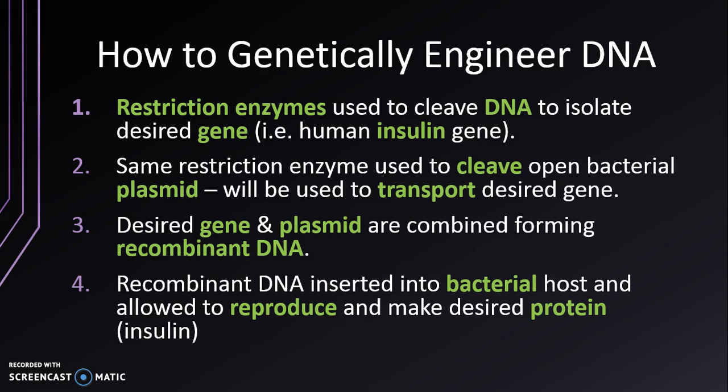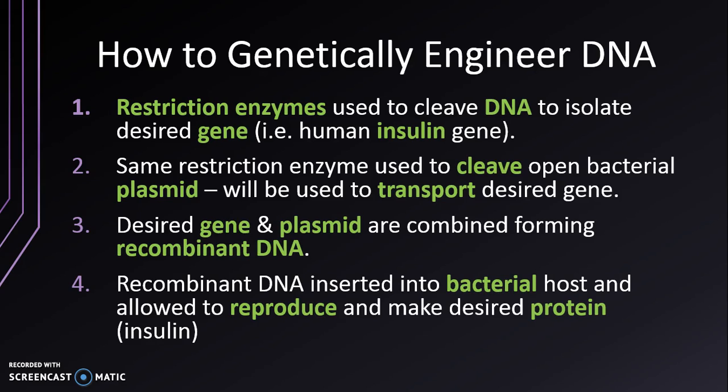Now we're going to take the same restriction enzyme and this time apply it to a bacterial plasmid. And if you recall, a plasmid is that circular ring of DNA that's found in bacteria, and it's only found in bacteria. And the reason that we're using that plasmid is because we're going to use it as a vector or a means of transporting the desired gene, and in this case the human insulin gene, into our target organism.